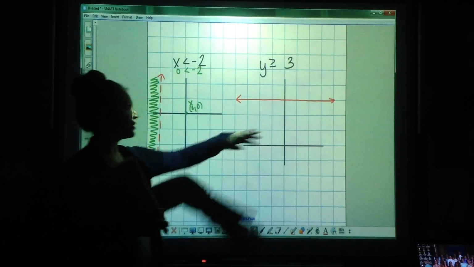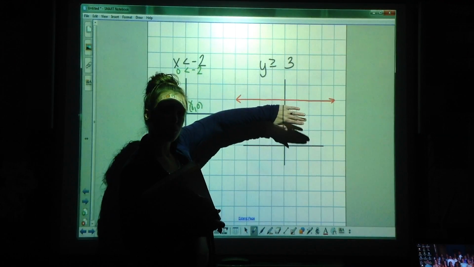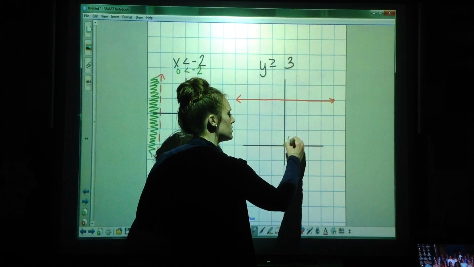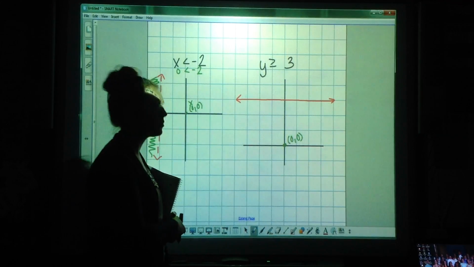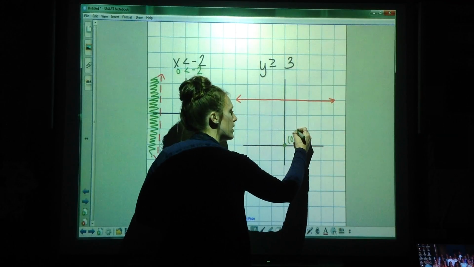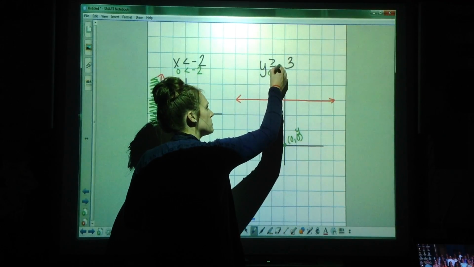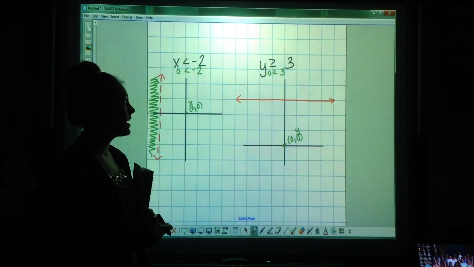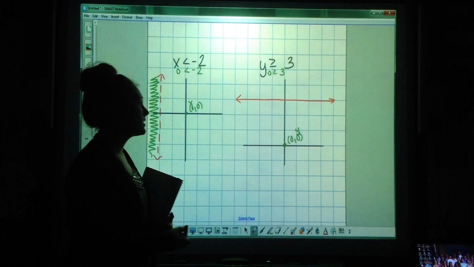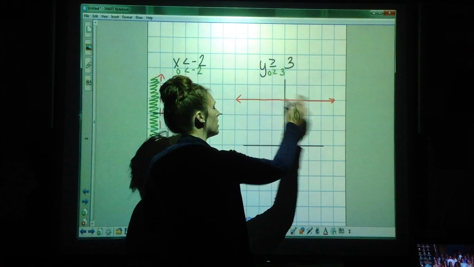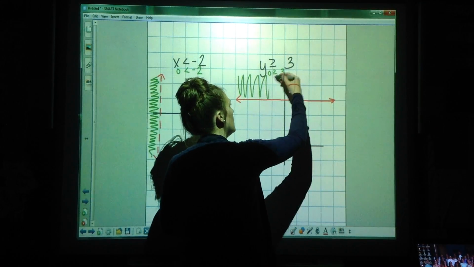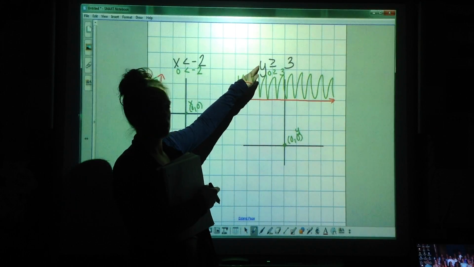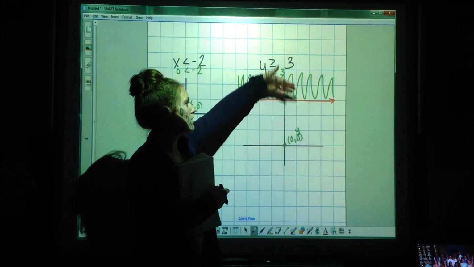Again, because this is 1 variable, you can tell if it's shaded above or below. If you can't tell, you're going to test a point. I'm going to pick 0, 0 to test to see if that's a solution of the inequality. It's asking for a y. My y value is 0. 0 is greater than or equal to 3. That is false. 0 is not greater than or equal to 3. So my answer is not going to be below. It's going to be above the line. Again, because this is one variable, you can tell that this is shaded above. Y is greater than would be above.